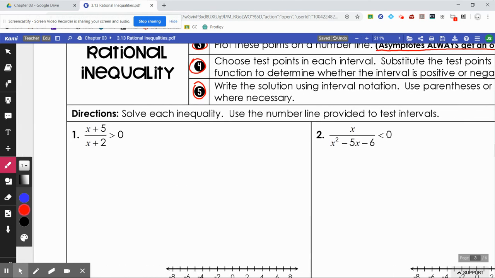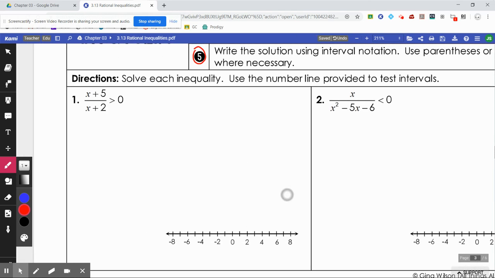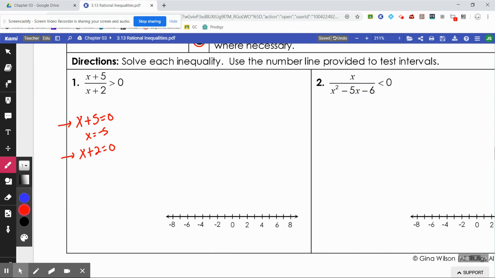So everything else looks just the same. Step number 1, and I call these critical values: we're going to find all the zeros. We're going to set the top equal to 0, and we're going to set the bottom equal to 0. So we're finding all the x-intercepts, and we're finding all the holes or asymptote lines. Your critical values are at negative 5, that's your x-intercept. And then the asymptote lines, the places on the bottom where x cannot equal because you get a 0 on the bottom, we're going to solve for as well. So at negative 5 and negative 2, those are our critical values.